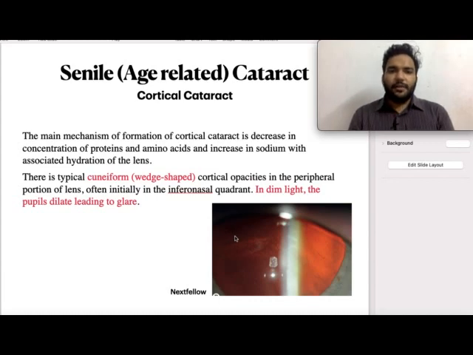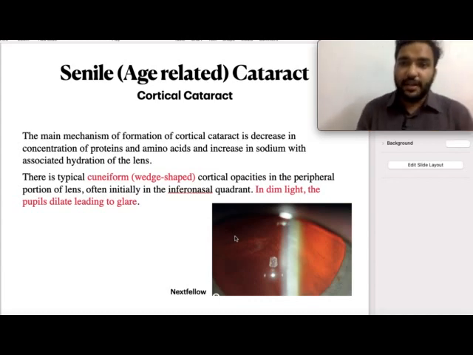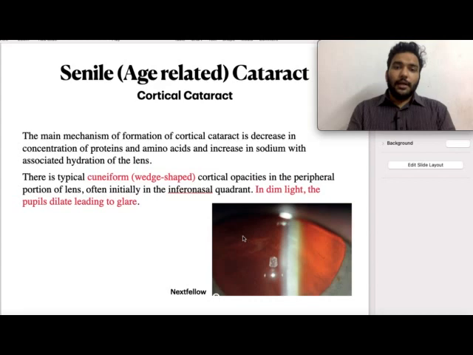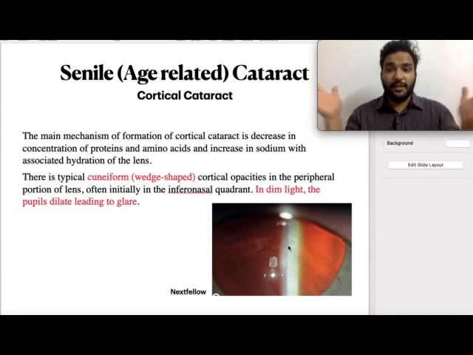In dim light, when the pupils dilate, the patient will have glare. That is because the periphery is the problem here. So during dilatation, what happens is the peripheral vision is also affected. The peripheral vision is also clearly seen, and there will be more light coming in and leading to glare. So that is the point about cuneiform cataract or cortical cataract.